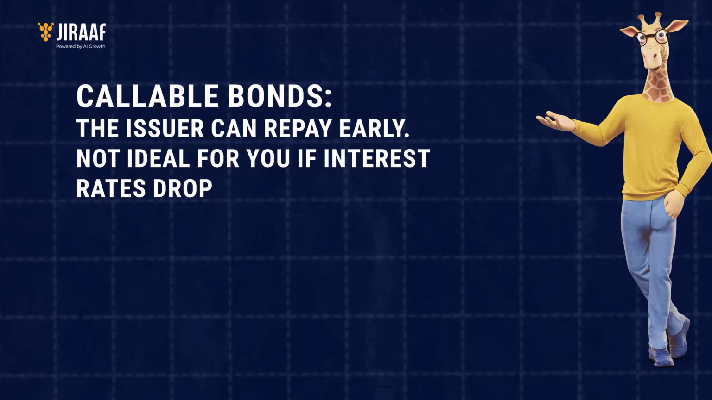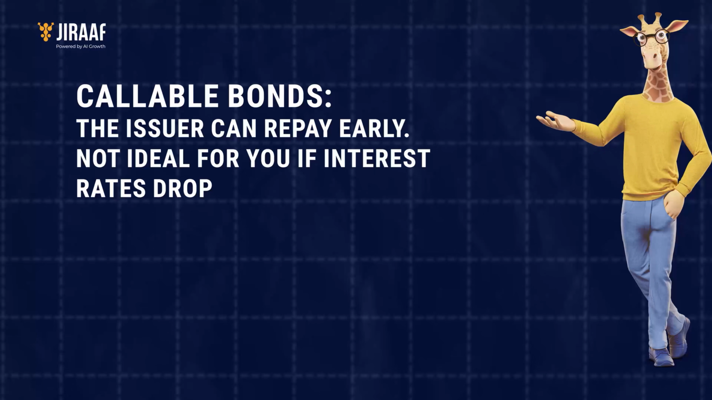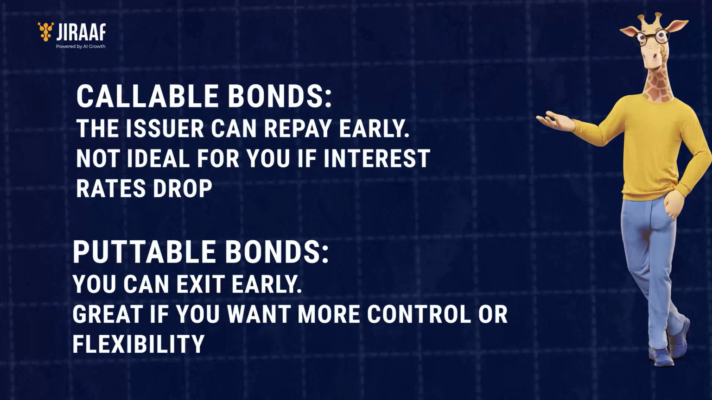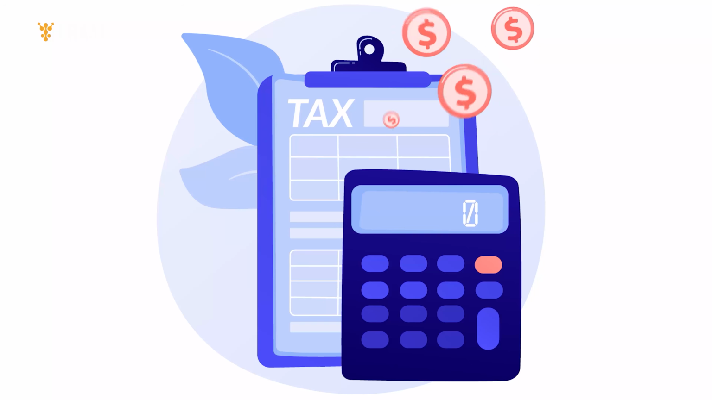Some bonds come with built-in options, which affect your flexibility. Let's say callable bonds. This would mean that the issuer can repay early, not ideal for you if interest rates drop. Puttable bonds, which means that you can exit early, great if you want more control or flexibility. Always check these before investing, they can impact your returns and exit strategy. So how is a bond taxed? Most bonds are taxable. Interest adds to your income and you would pay as per your income tax slab. And then there is tax-free bonds, often PSU issued. These offer lower returns, but the interest income is tax-free.